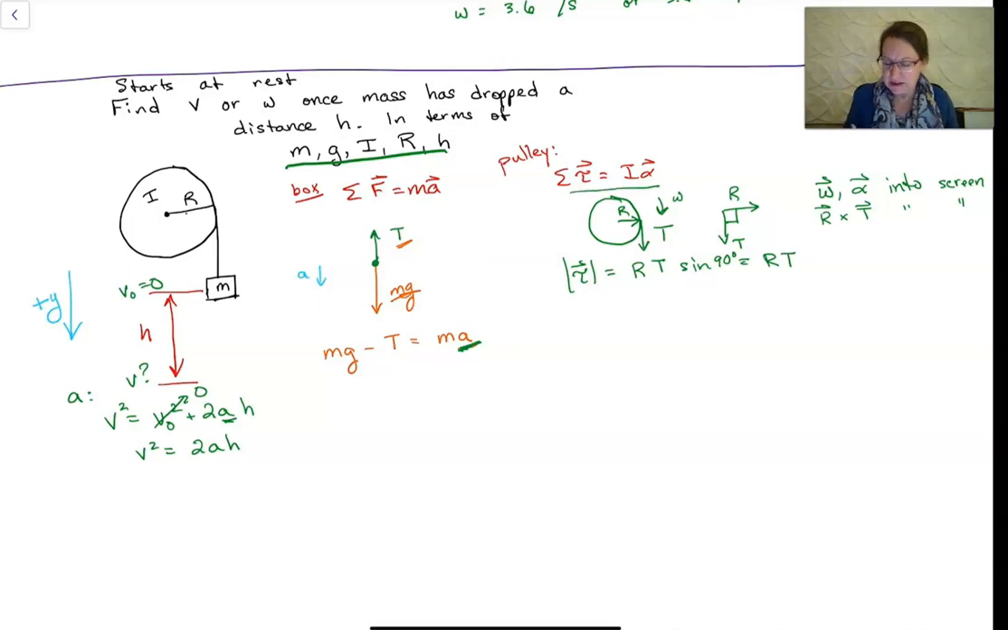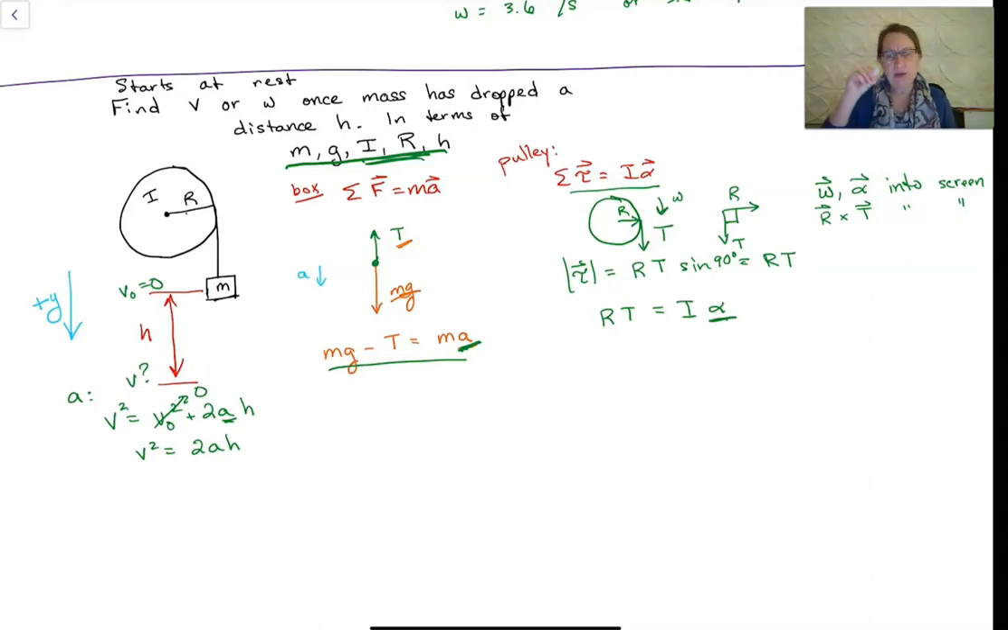Okay, so putting everything into this equation, getting rid of the vectors because we've checked all of the signs just like we did down over here, we get R times T is equal to I times alpha. Okay, well, that didn't help us very much. R and I are allowed according to the variables we can use, but alpha is not. But we've got a connector here.